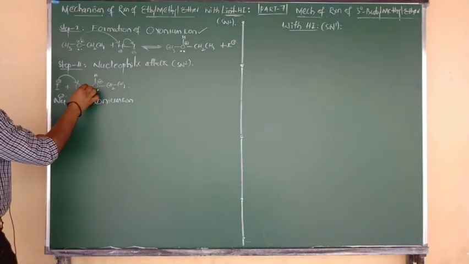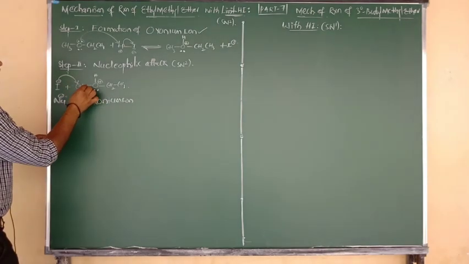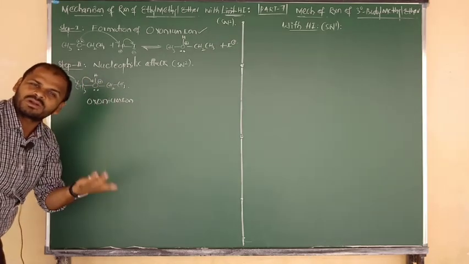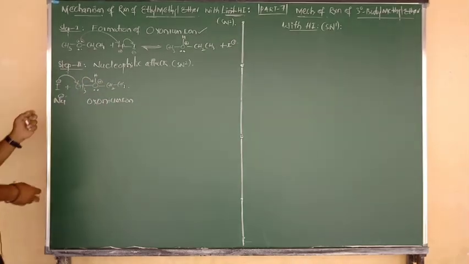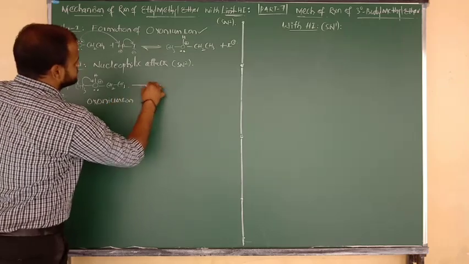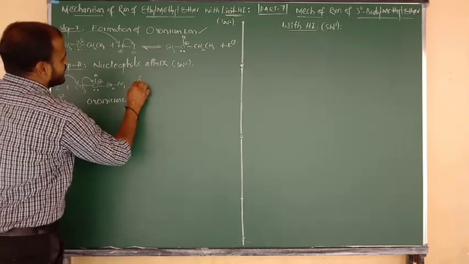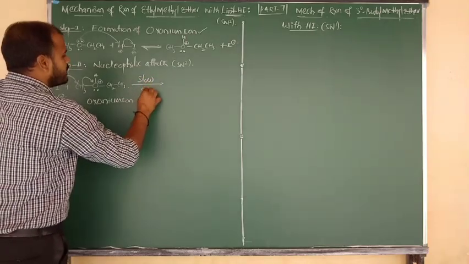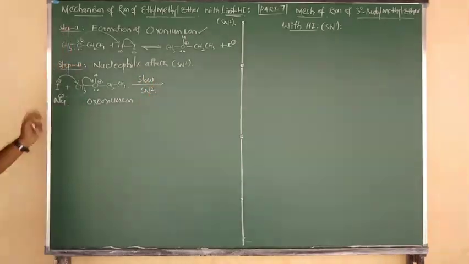At the same time, the bond between carbon and oxygen is delocalized towards the oxygen due to its higher electronegativity. This is your slow step, also called the RDS, the rate determining step, because this is the SN2 reaction.